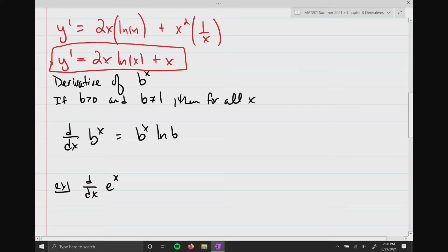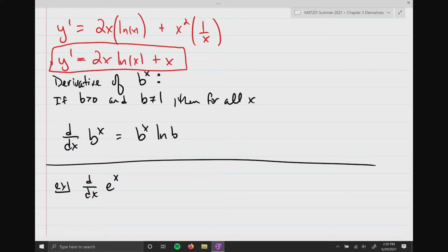So the derivative of b to the x is what we're defining here. So if b is greater than 0 and b not equal to 1, then for all x, the derivative of b to the x equals b to the x times ln of b. Now, in a previous video, I went over the derivative of e to the x, and I said, well, the derivative of e to the x is e to the x, and I kind of said, just buy into that for a second.